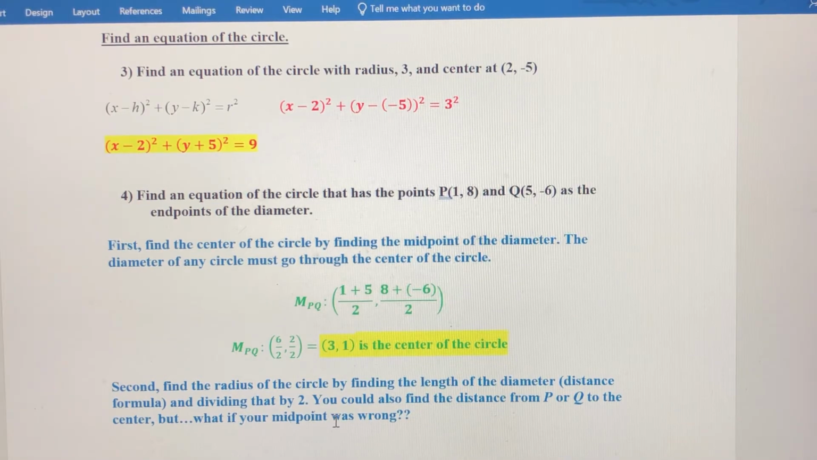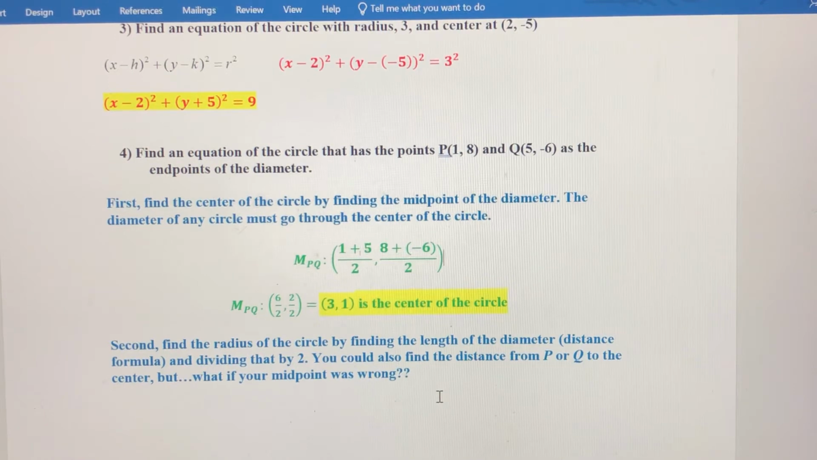But what if that midpoint was wrong? What if you made a mistake here? If you trust your work, it's a little bit easier. You can find the distance from P or Q to this midpoint or center, and that's going to give you the radius. If you're not sure about your work, then you can find the length of the diameter and then divide that by 2. I'm going to show you how to find the length of the diameter and then divide that by 2, because as often as possible, it's best to use given information, not found or calculated information.